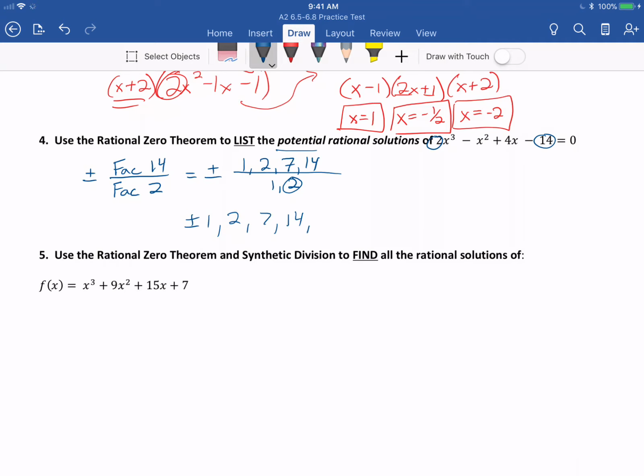So 1 divided by 2 is 1/2. 2 divided by 2 is 1, which I already have. 7 divided by 2, I don't have that. That's 7/2. And then 14 divided by 2 is 7, and I already got that one. So these right here are all of my potential solutions.